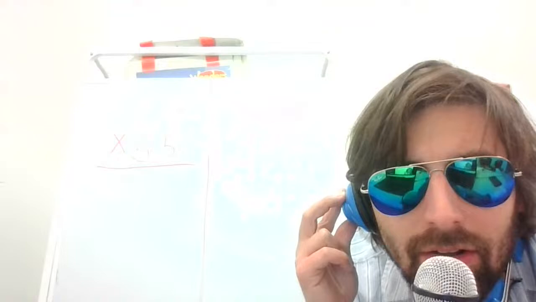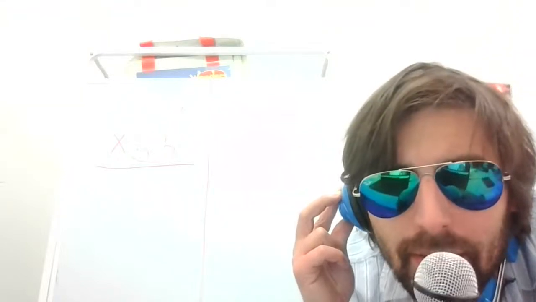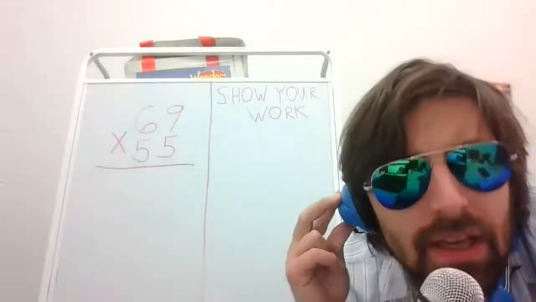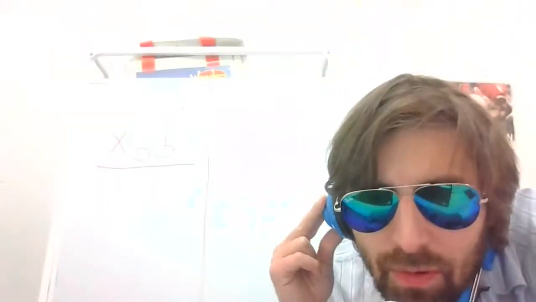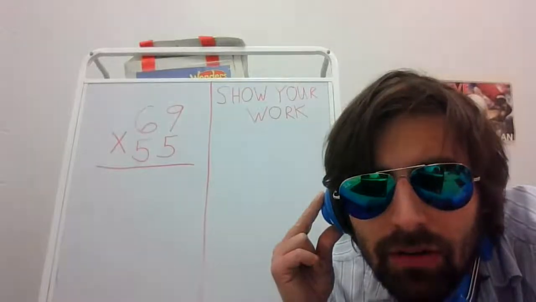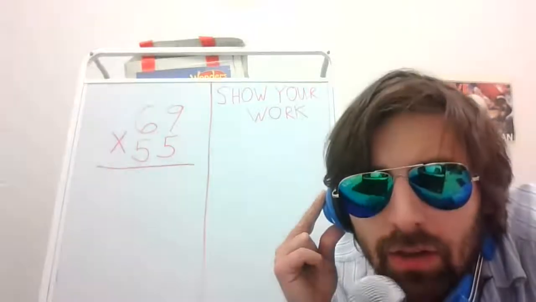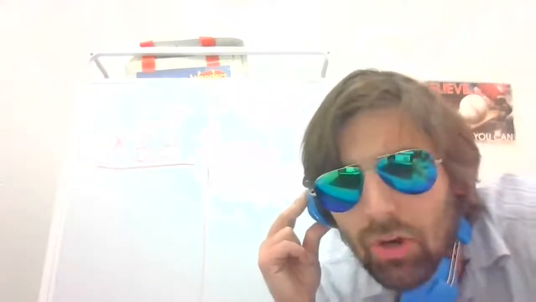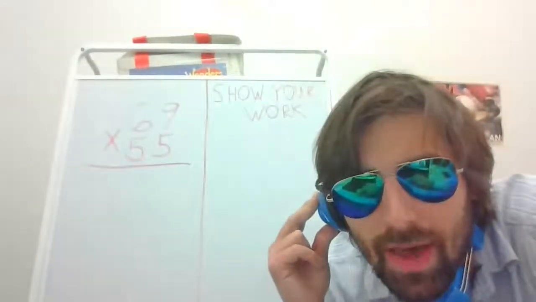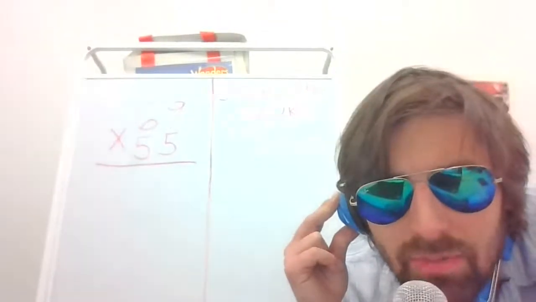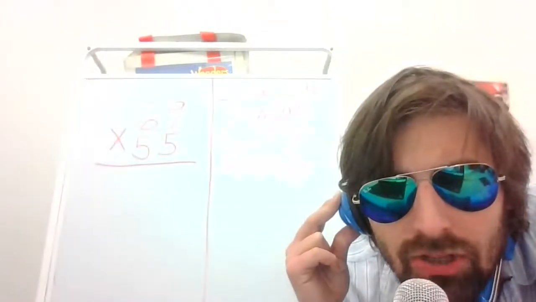I am going to model step by step how to solve 2-digit by 2-digit multiplication problems. Now, there are a couple of different methods to solve these problems. There's the area model, but then there's the regular old school regrouping model. We are going old school today. I am going to show you the regrouping strategy to solve these multiplication problems. So without further ado, let's get into it.